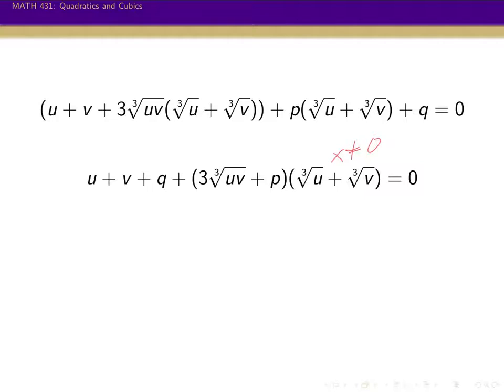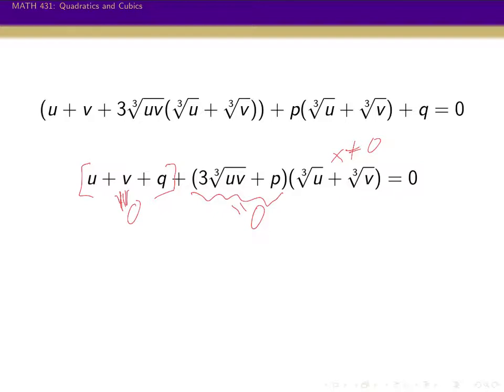And the way that we're going to do that is we're going to break it up into 2 parts. The u plus v plus q, we're going to set that equal to 0 so that that part disappears. And then we're going to take this other factor that we're multiplying to x, this 3 times the cube root of uv plus p, and set that equal to 0 as well. And so if we can do that, if we can pick u and v to force both of those parts to be equal to 0, then we would have found a solution to the cubic.